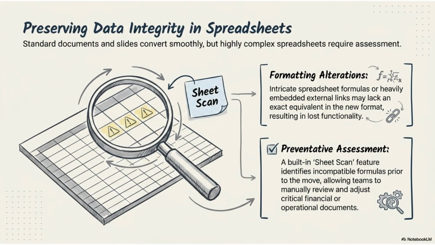Most content types convert cleanly. Standard documents and presentation slides generally make the trip without issue. But highly complex Google Sheets workbooks deserve special attention. The challenge is formatting alterations. Intricate formulas, custom functions, or heavily embedded external links may simply not have an exact equivalent in Excel. When that happens, the formula or link breaks, and you lose functionality.